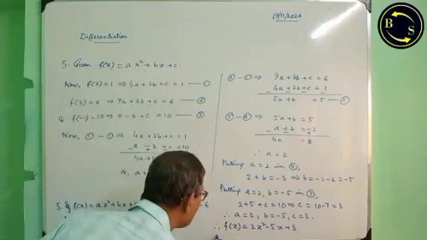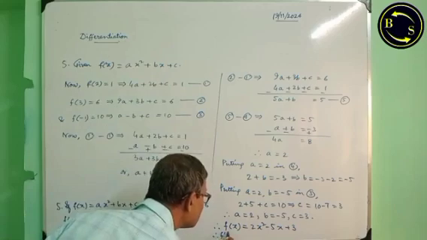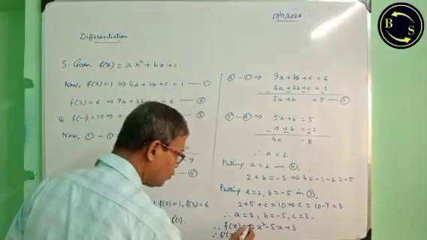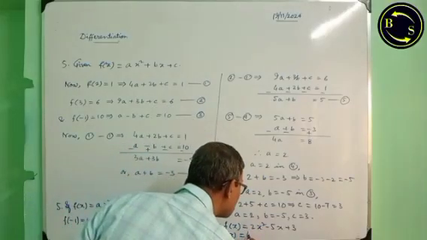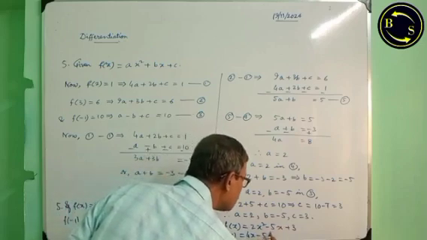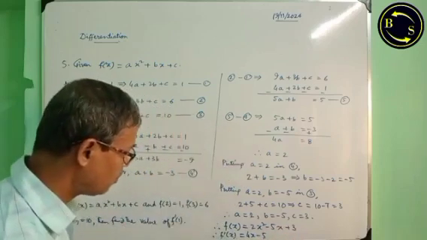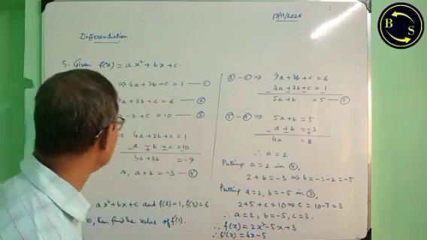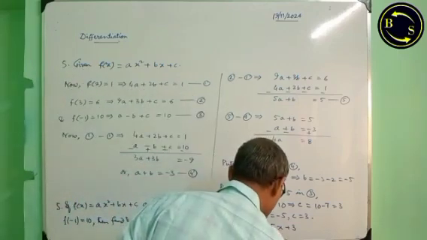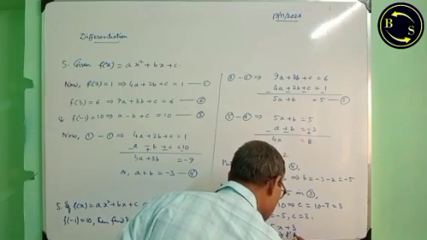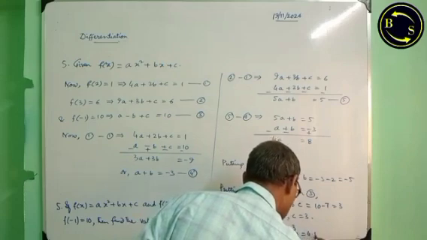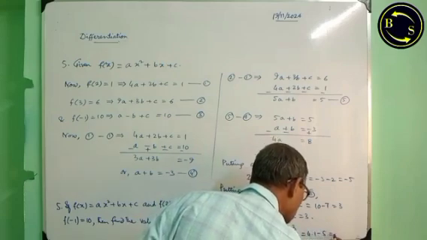Therefore, f dash x will be equal to the derivative of the right side. 2 times the derivative of x square means 4x. The derivative of 5x is 5, and d/dx of 3 is 0. Therefore, f dash is equal to 4x minus 5. We need f dash 1. From that, f dash 1 is equal to 4 into 1 minus 5, that is equal to minus 1.